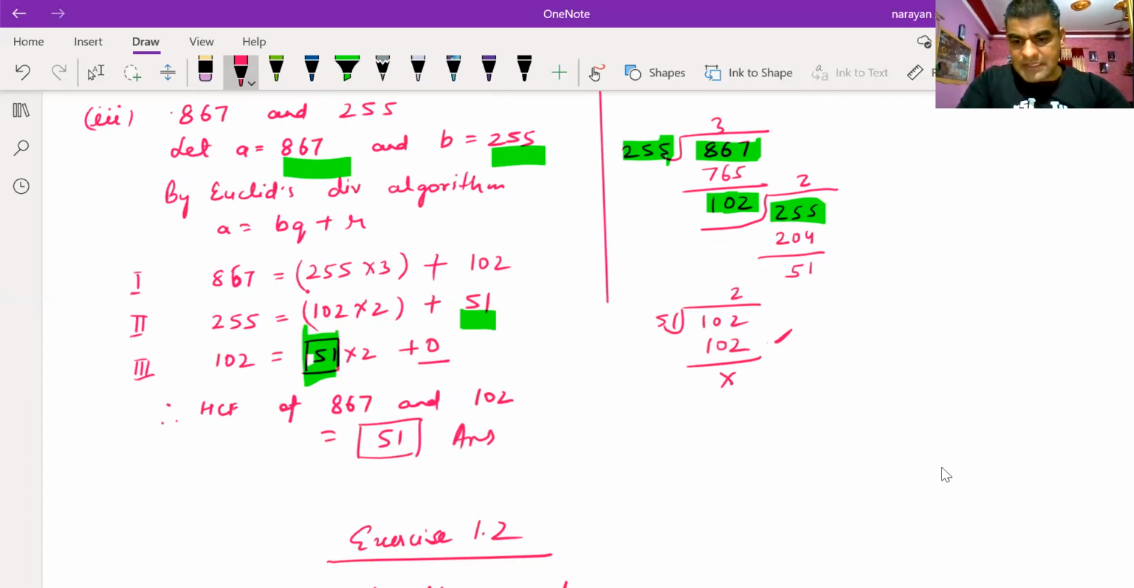And because the remainder becomes 0, in this step the divisor, how much is the divisor? You can see 51. I have highlighted this. So you can understand that in the third step, because we got the remainder equal to 0, our divisor 51 becomes the HCF of the two numbers, that is 867 and 255. So HCF of 867 and 255 is equal to how much? 51.